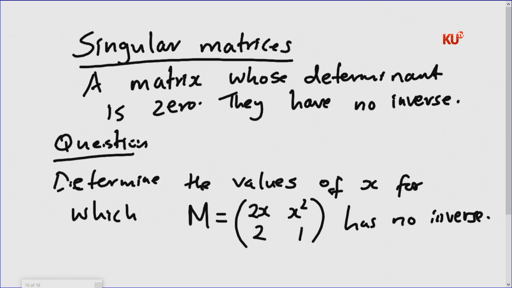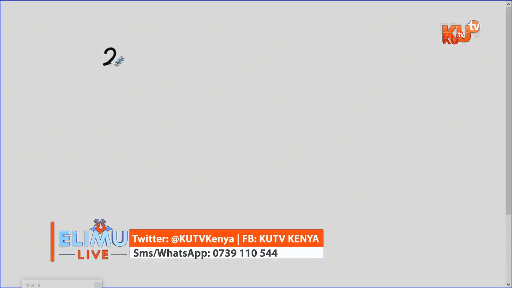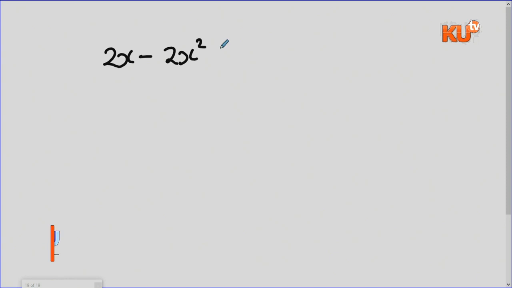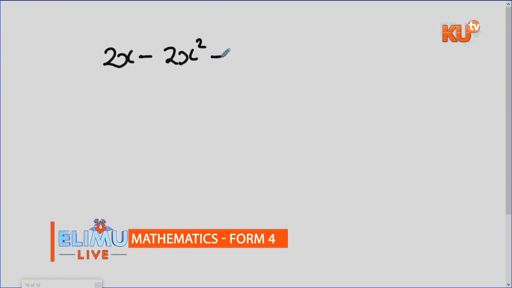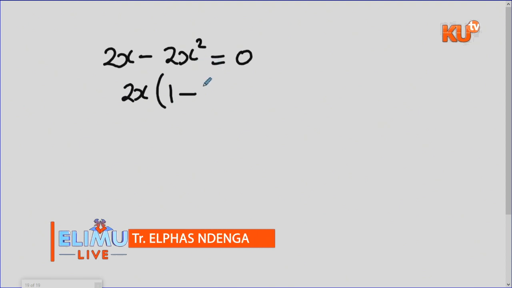We'll take 2x by 1, and we minus 2 times x squared. So that will give us 2x minus 2x squared, and that should give us 0. And so we factor out 2x, since it is common. We factor out 2x, then we are left with 1 minus x is equal to 0.